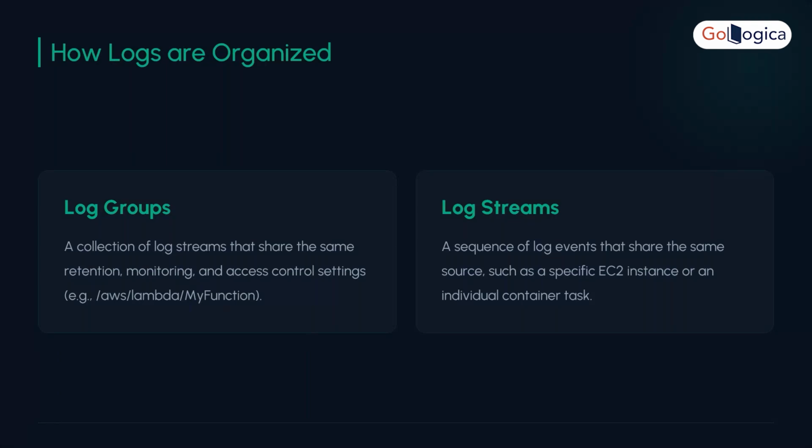Then a log stream is a sequence of log events that share the same source, for example a specific EC2 instance or an individual container task. So if the source is the same, say that specific prod EC2 instance, whatever logs it is receiving will be inside its log stream. A different log stream will be created for different sources.